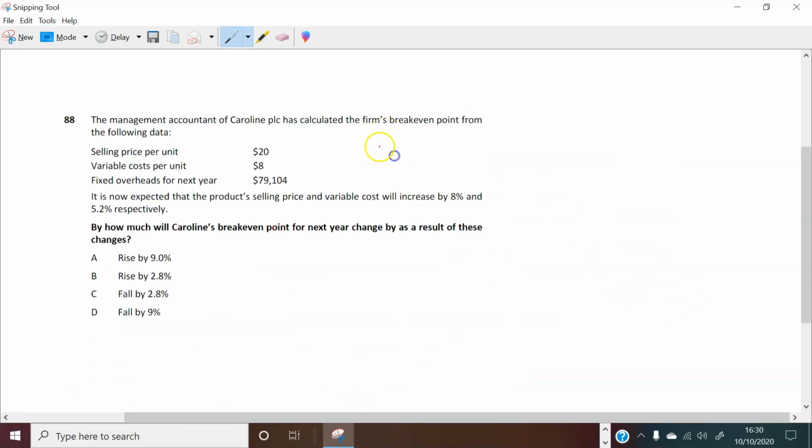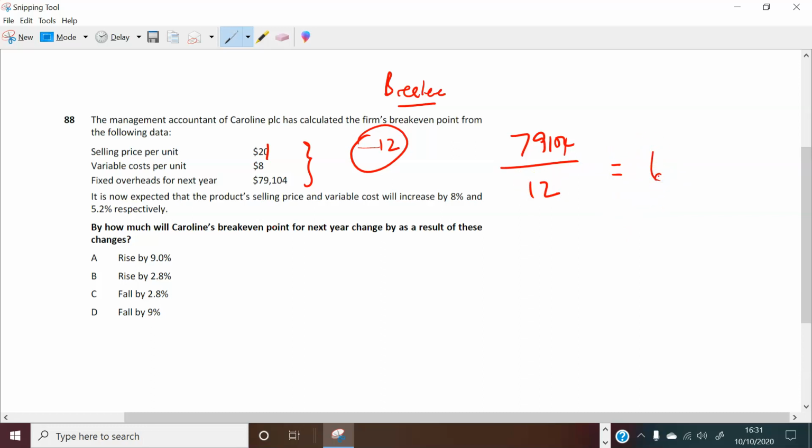Okay, great. Question 88. Let's look at what's happening here. They've given us some figures so we can actually find what the break-even is, and we want to see what the change in that break-even would have been. So let's have a look. We see here that you have 20 minus 8, so your contribution is 12. And so your break-even is 79,104 divided by 12. And that takes us to the nice figure. I thought this was going to be like a number with decimals. It just looked very odd. 6,592 units. That's what we see.